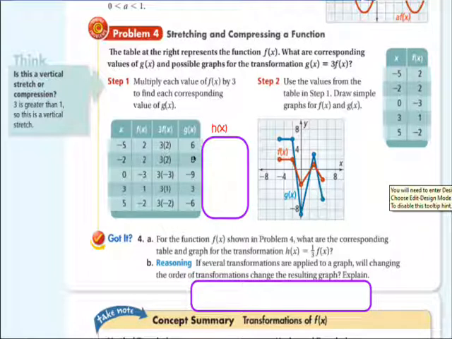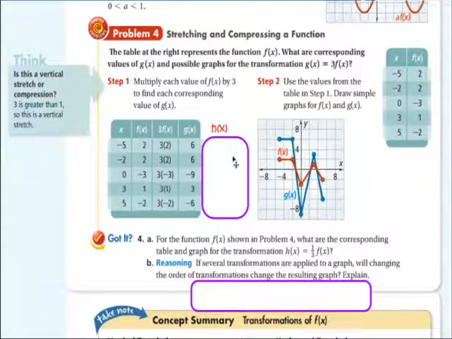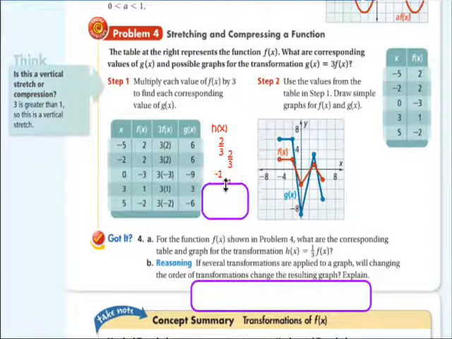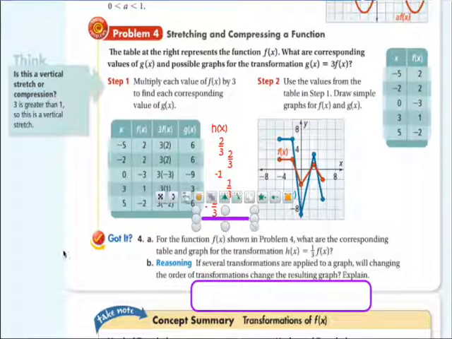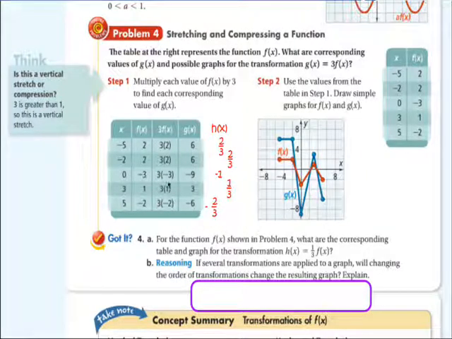H of x. So now I'm going to take the original and multiply it by 1/3. So that's 2/3, negative 1, 1/3, and negative 2/3. If you're not sure how I'm getting these numbers, I'm multiplying each of these terms by 1/3. All right.